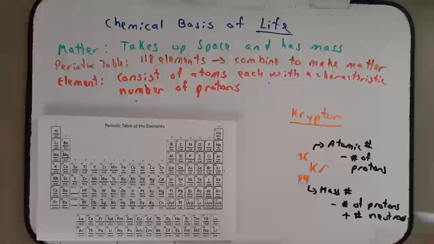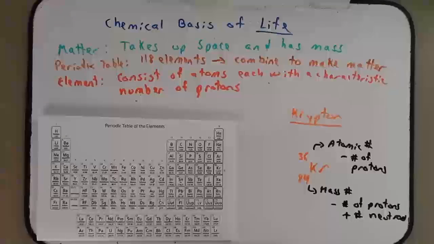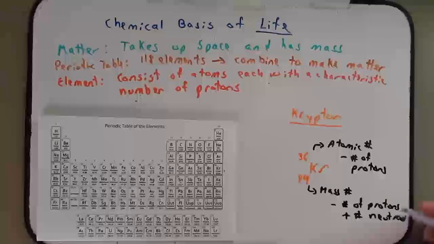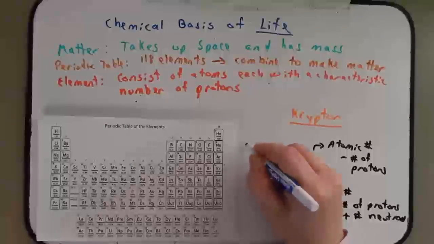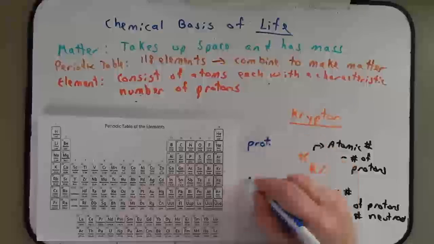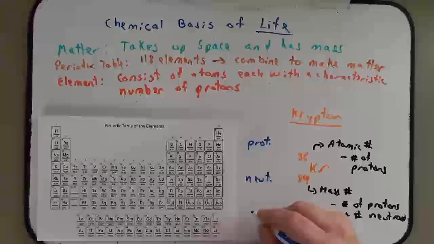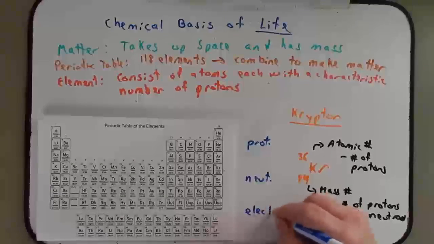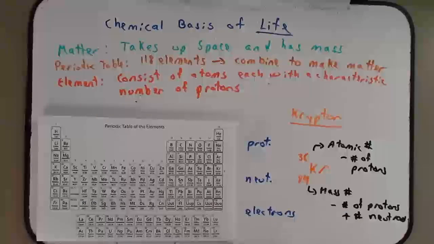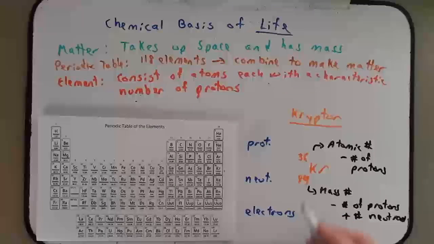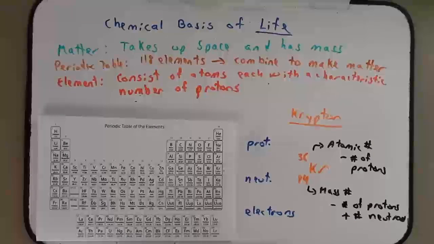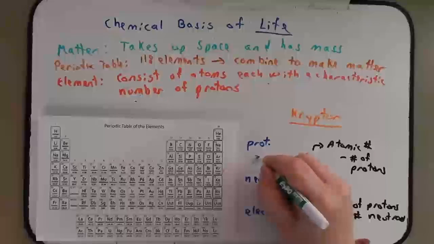So it does get a little confusing, but just remember atomic number is less than the mass number. By looking at the atomic number and the mass number, we should be able to calculate the number of protons, the number of neutrons, and the number of electrons. The number of protons will always be the atomic number. So in this case, the number of protons in krypton is 36.